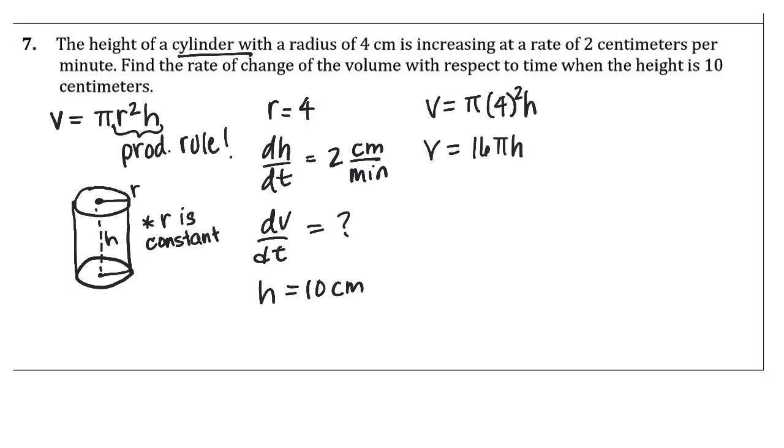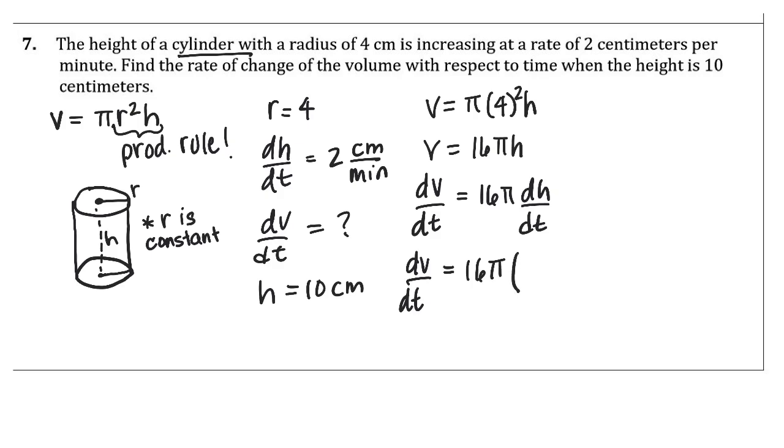Now we can find the rate of change of the volume. We're going to take the derivative of both sides, and we're going to substitute in. So I have dV/dt, which is what I'm looking for, is equal to 16 pi times the rate of change, which is going to be 2. So the rate of change of volume is going to be 32 pi, and again, you're talking about volume, so it's centimeters cubed per minute.